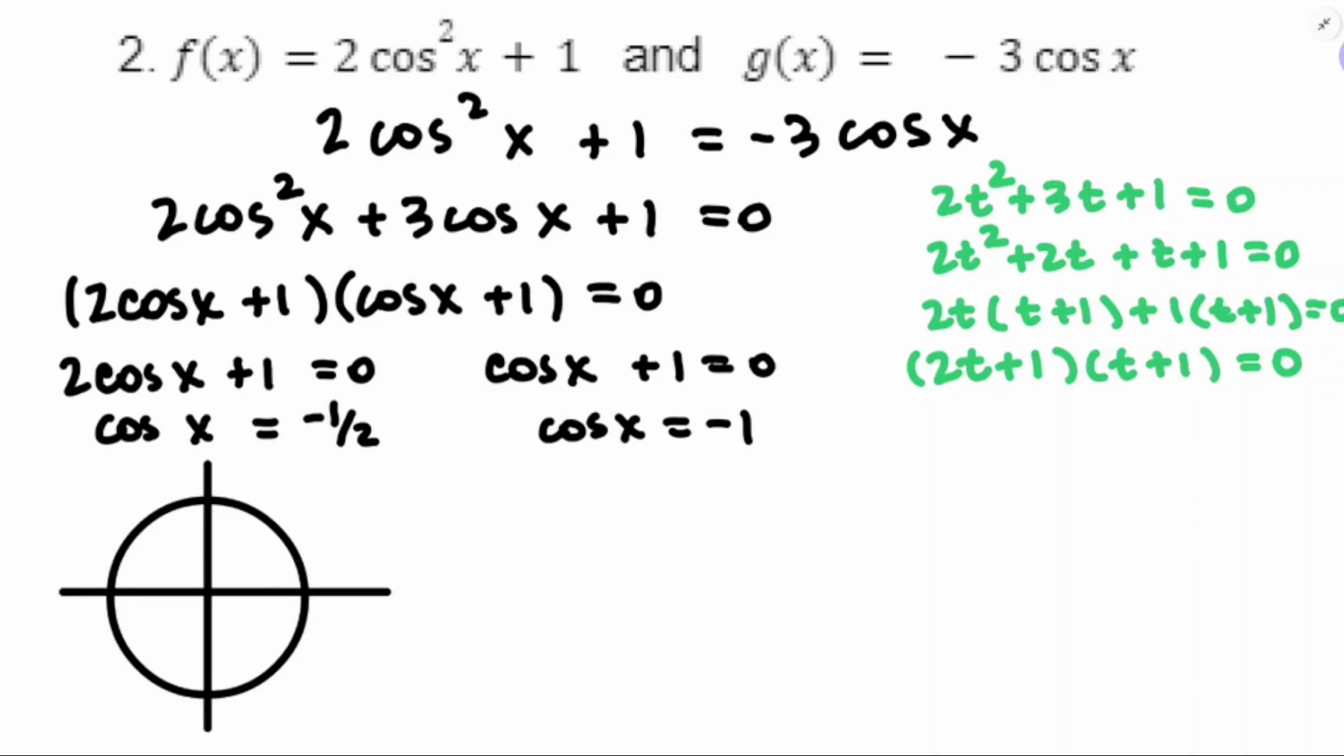All right, when cosine x equals negative one half, that's not very far over. That's going to be equivalent to the short leg of a 30-60-90 triangle. So, going up, we have that one and this one. That's going to be 2 pi over 3 and 4 pi over 3.